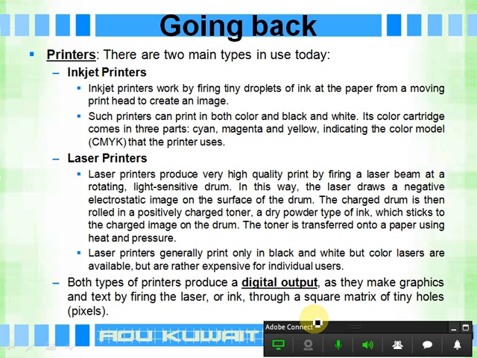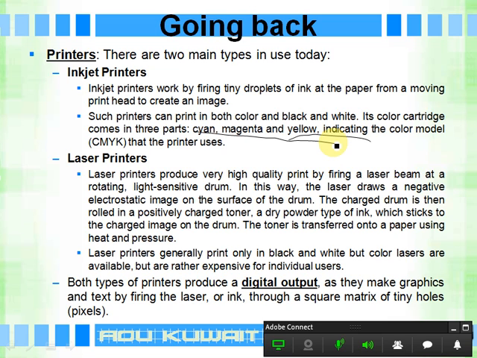You know about the inkjet printer. These printers have the ink tank. When you open that cartridge, you will find the ink tanks. You can take out the ink tank, fill the ink, and put it back again. It has three colors: cyan, magenta and yellow.